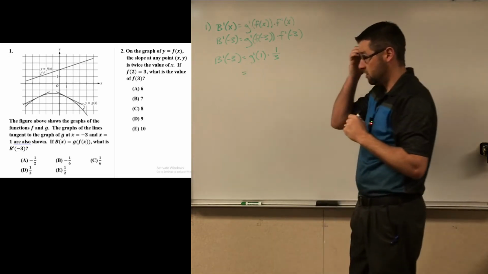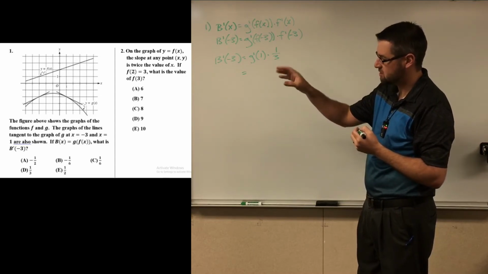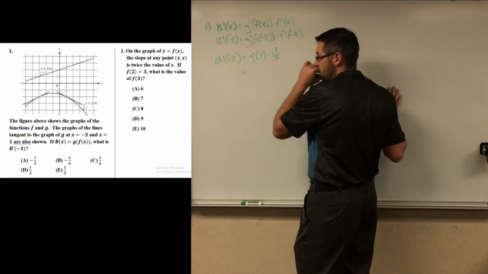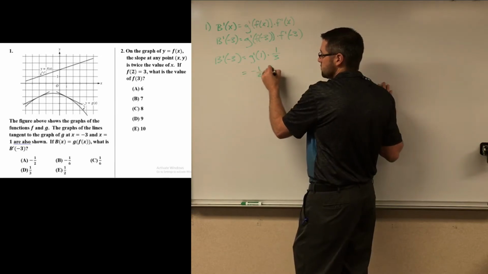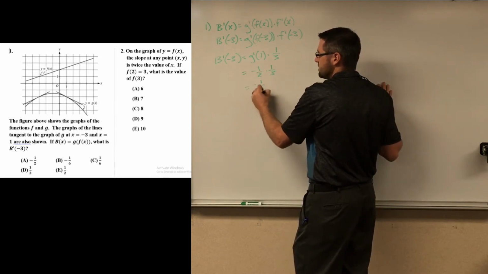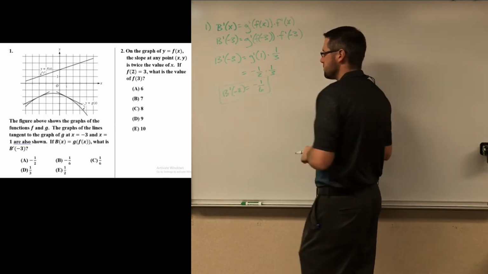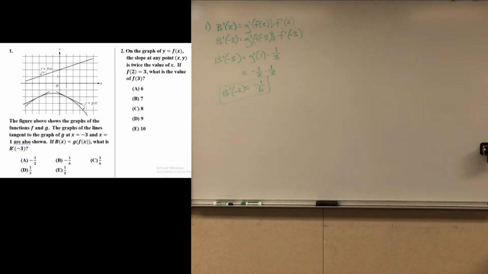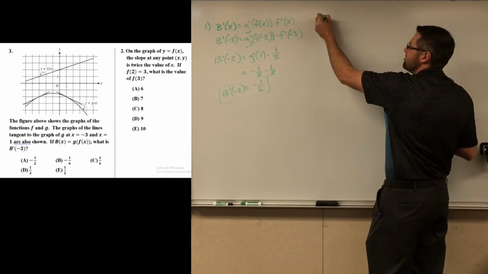How do I figure out what g prime of 1 is? Okay, because it said in the problem, it said the graphs of the tangent lines at these points are given, so the slope of the tangent line is equal to the slope of the curve. So what's g prime of 1? Negative 1/2. Negative 1/2 times 1/3 equals negative 1/6. You guys okay with that? All right, number 2.